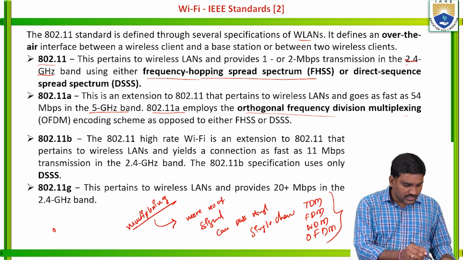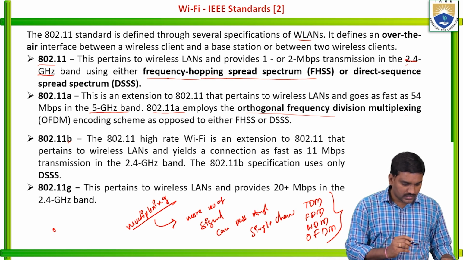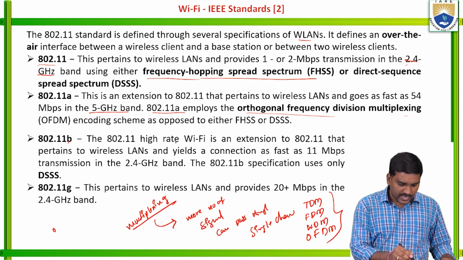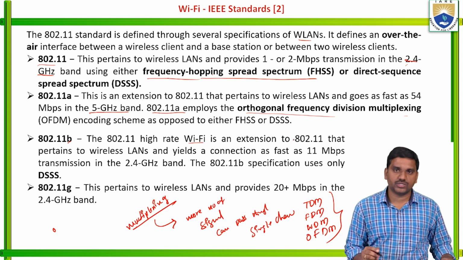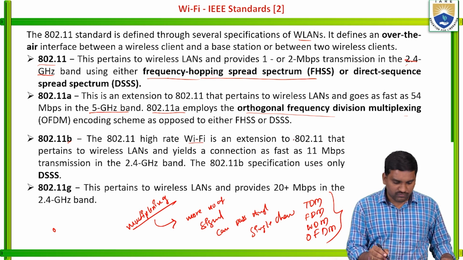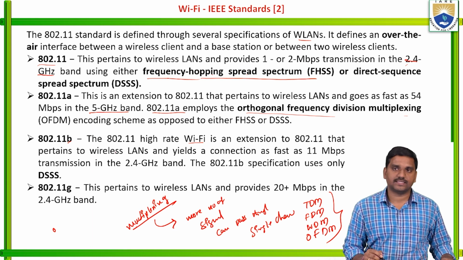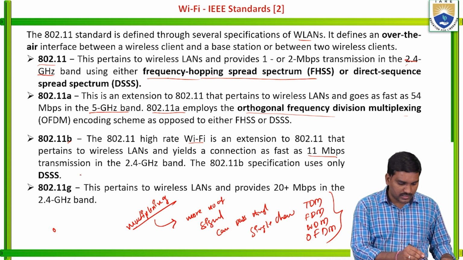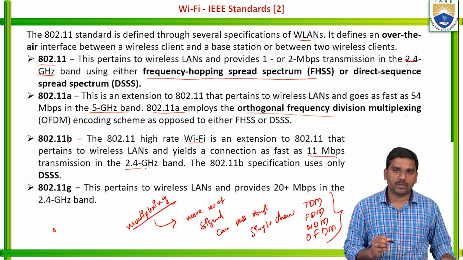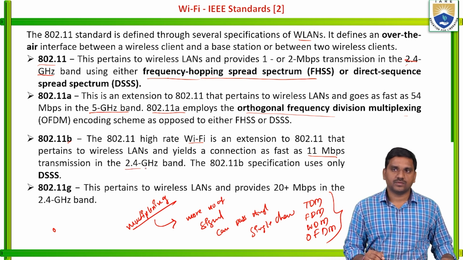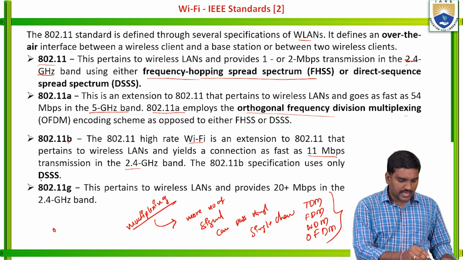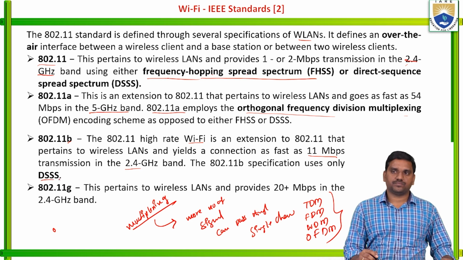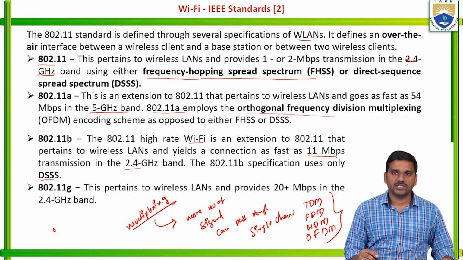Next, move on to the third standard, 802.11b. It is the high rate Wi-Fi. It is an extension to 802.11 that pertains to wireless LANs and yields a connection as fast as 11 Mbps in the 2.4 GHz band. It uses only direct sequence spread spectrum.